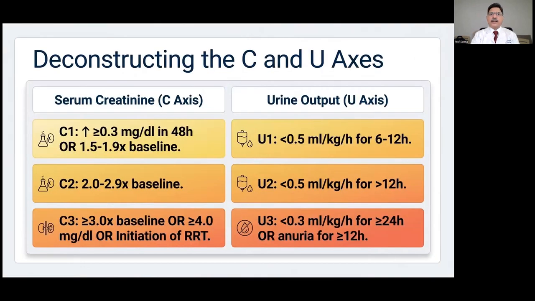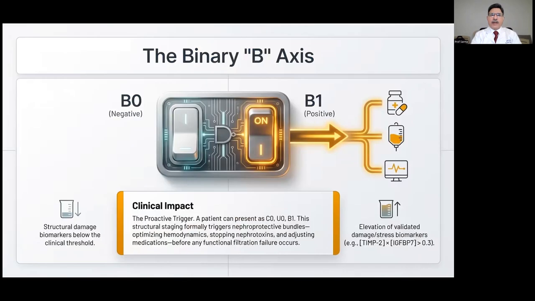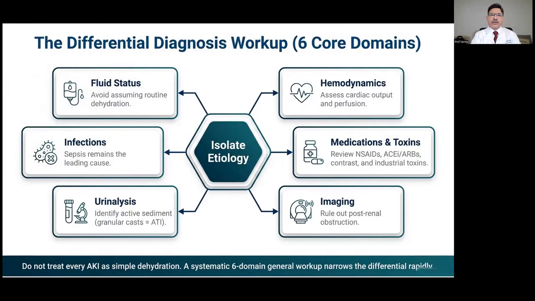Now, constructing the CUB axis. Creatinine, C axis. Urine output, U axis. As already told, C1, C2 and C3, U1, U2 and U3. Already I defined those values for you. Now, you have the biomarkers, binary mode: B0 negative, B1 positive, structural damage biomarker below the clinical threshold, elevated biomarkers of damage like TIMP2 or IGFBP7. This is very important.